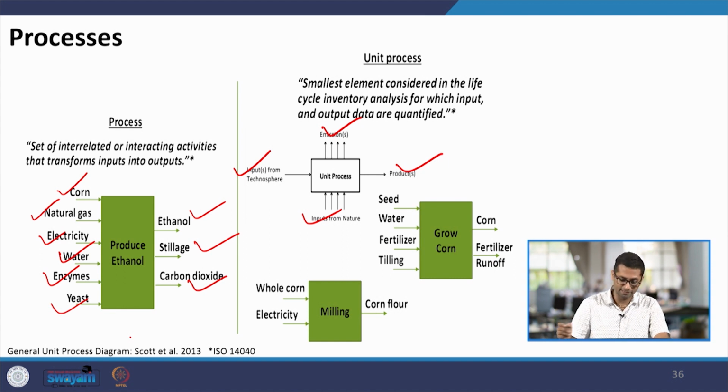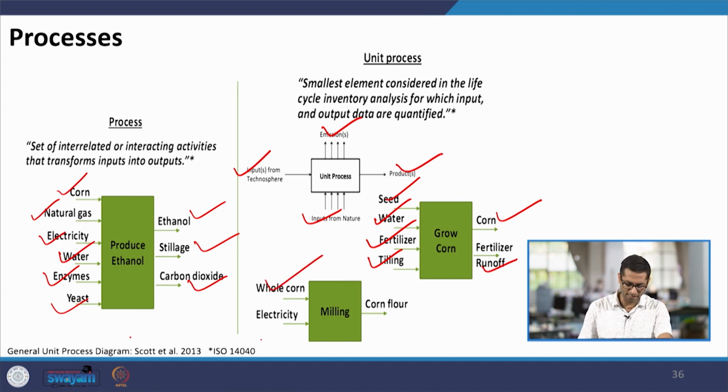So, what goes in? The seeds go in, the water goes in, the fertilizers go in, and the tilling goes in, and what you get as an output is the corn, as well as different kinds of runoffs. Runoff could be the extra water which has fertilizer in it, and that might eventually enter a water body. A similar unit process could be the milling process, in which the input is the whole corn as well as electricity for the milling, and what you get as an output is the corn flour.